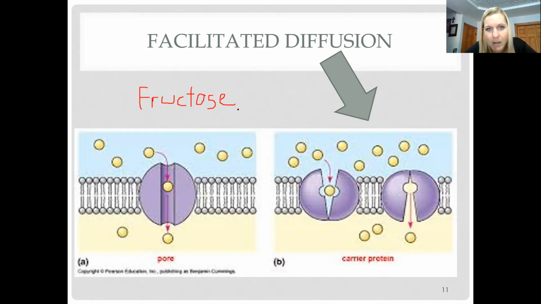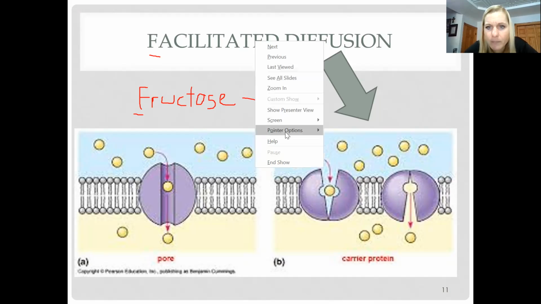And there we go. Okay. So fructose will occur through facilitated diffusion. So I always remember FF. And again, that kind of helps me remember which one moves through what way.